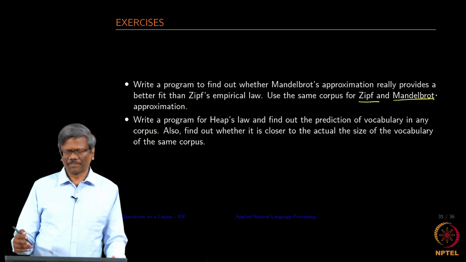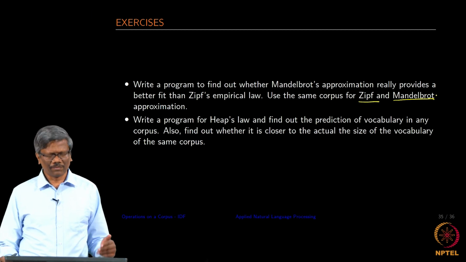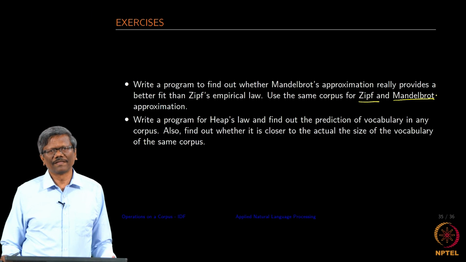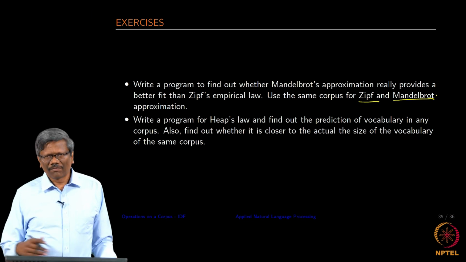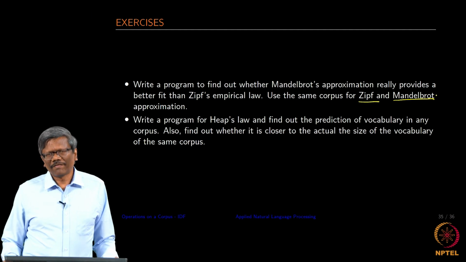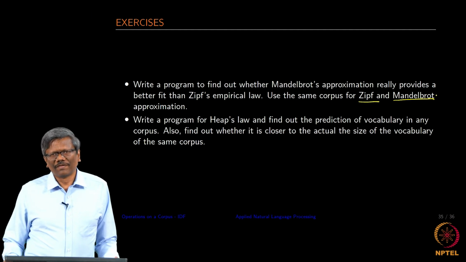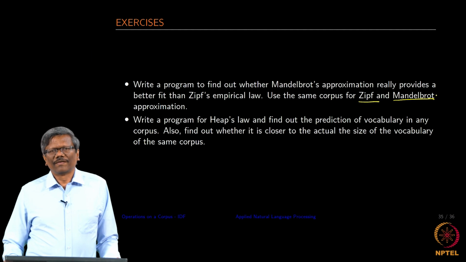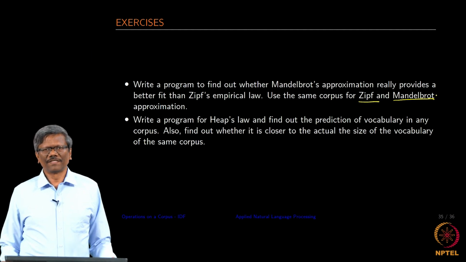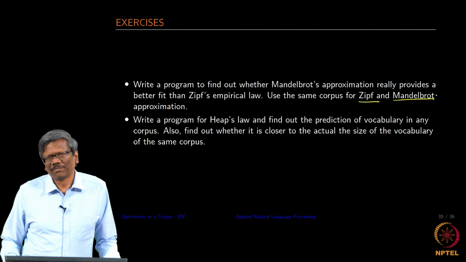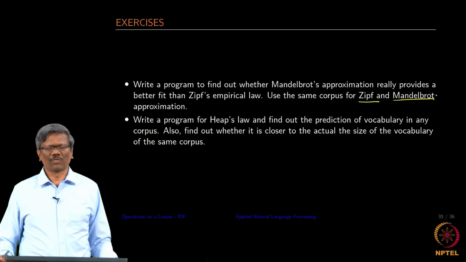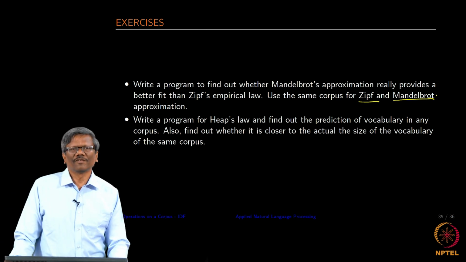The second exercise consists of 2 parts. One, you have to write a program for Heap's law and estimate the vocabulary that you get. The second is to use either NLTK or any other platform to find all the words, remove the duplicates, and get only the unique words in a list. Then make a count of that and find out whether that count is the same as what Heap's law is predicting.